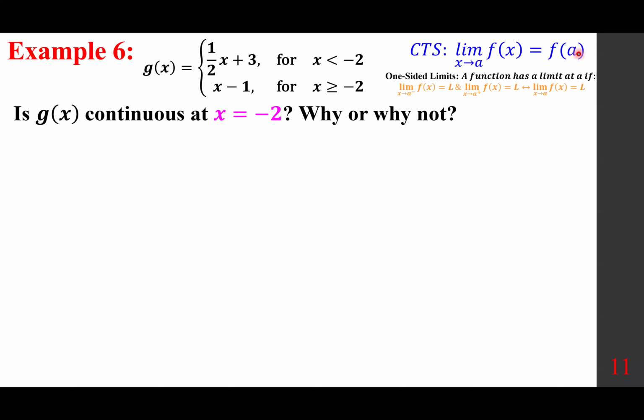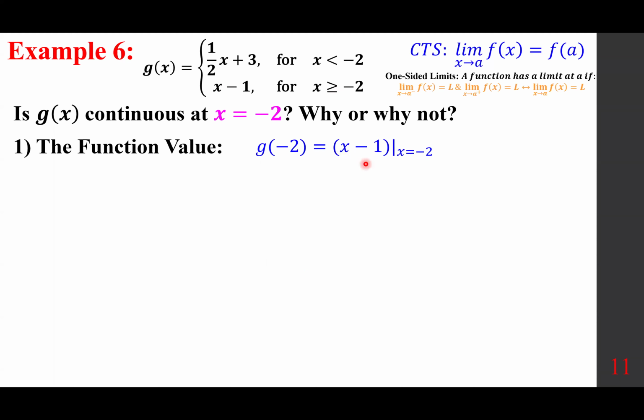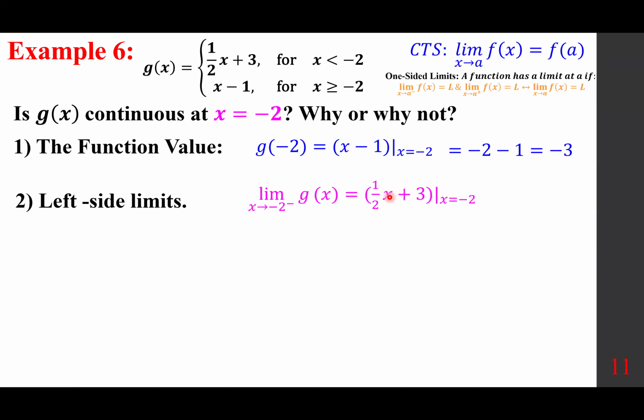The limit and the functional value must be the same. So we are going to look at the functional value, and then we're going to look at the limit from the left and right. The functional value uses the equality, so it uses this part. With x minus 1, you plug in x equals negative 2, and the answer is negative 3. The left side limit uses less than, so it uses this top expression. You plug in negative 2, you get negative 1 plus 3, which is positive 2.